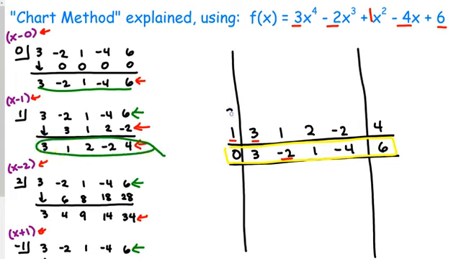Let's go again. Let's do 2. So this would be if we were checking to see if x minus 2 was a factor, or if we were checking to see if 2 was a root. Bring up the 3. 3 times 2, add the next number in the 0 row.